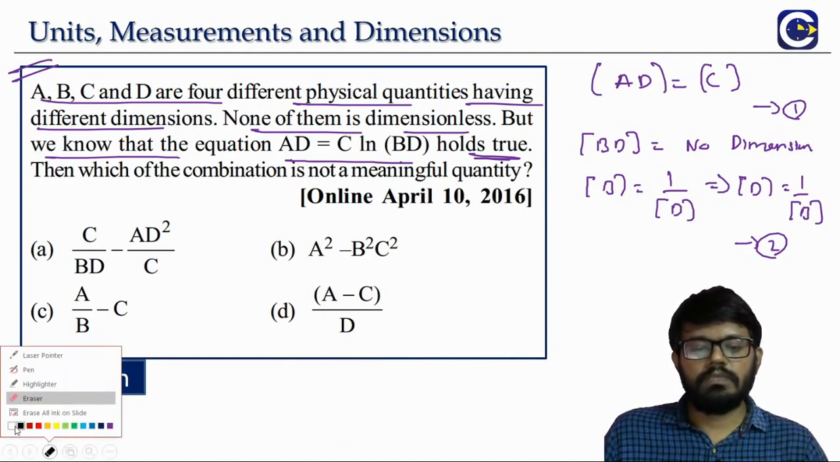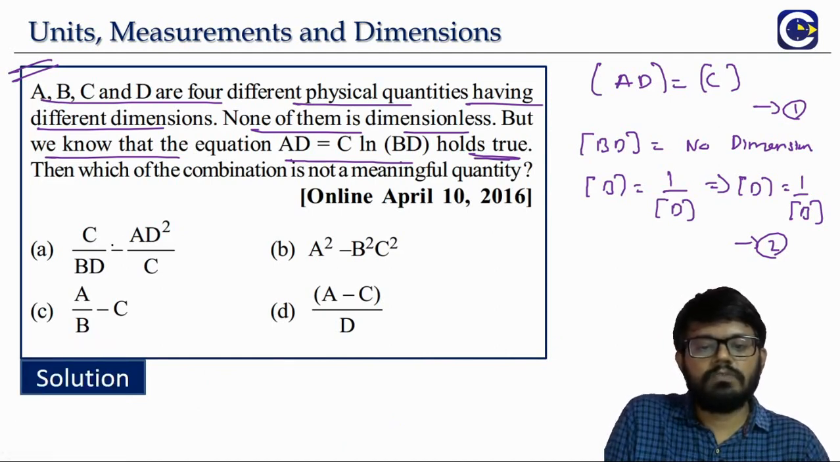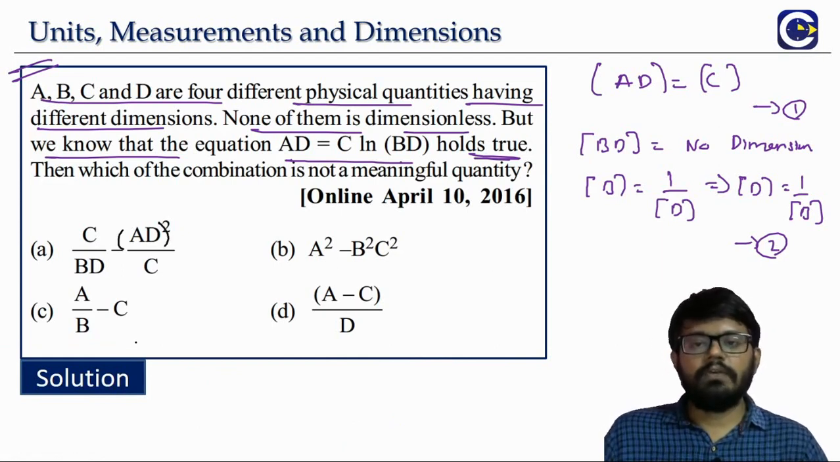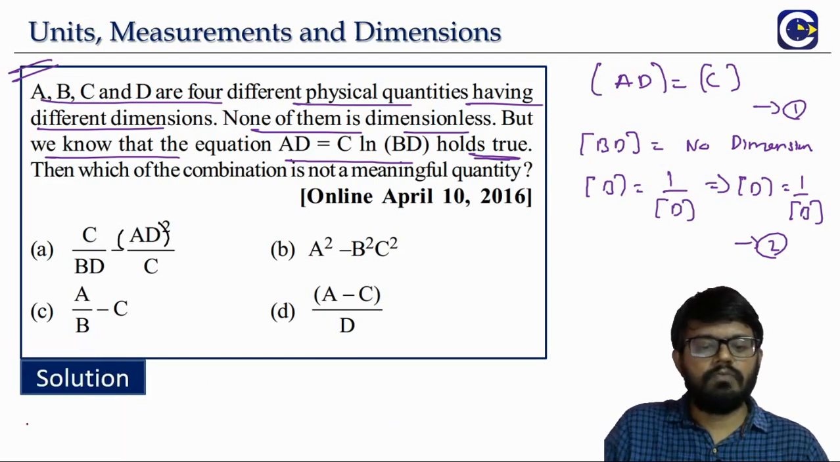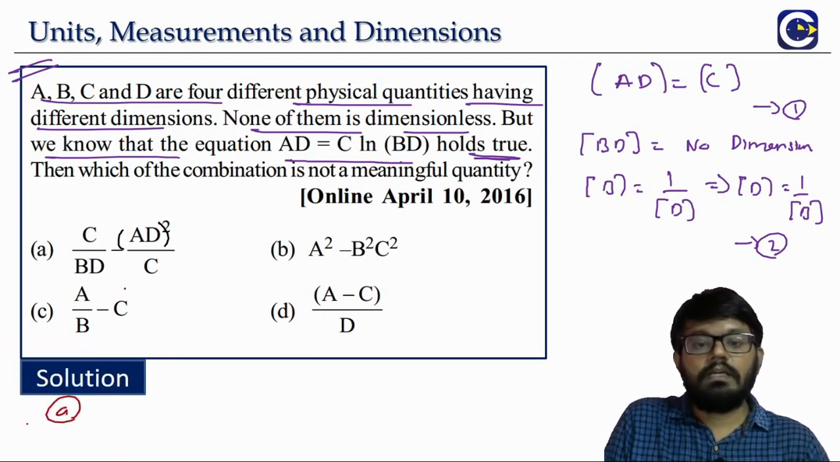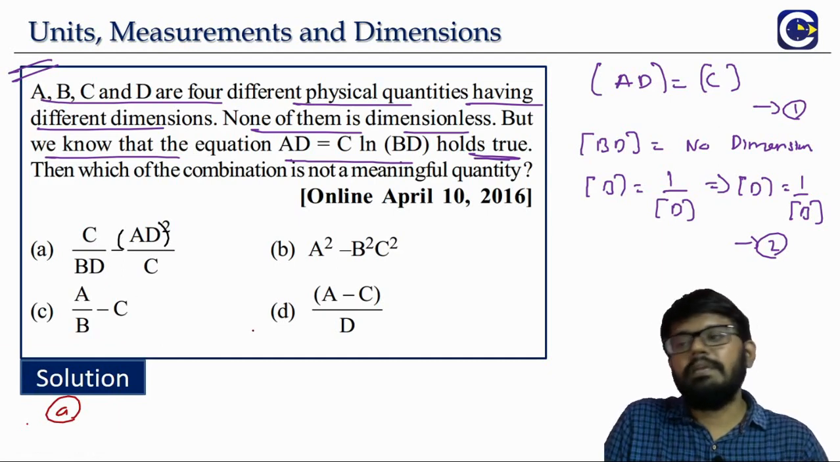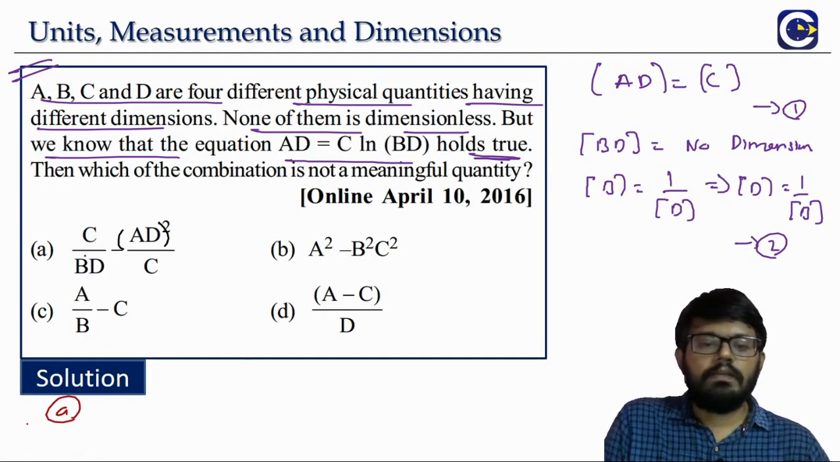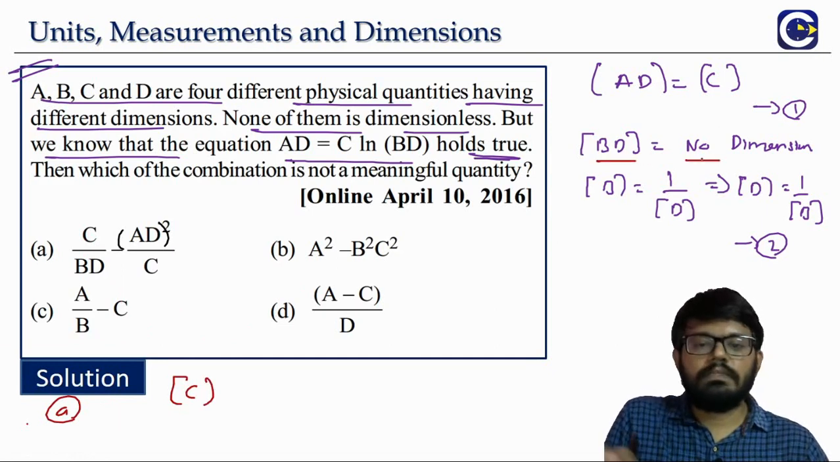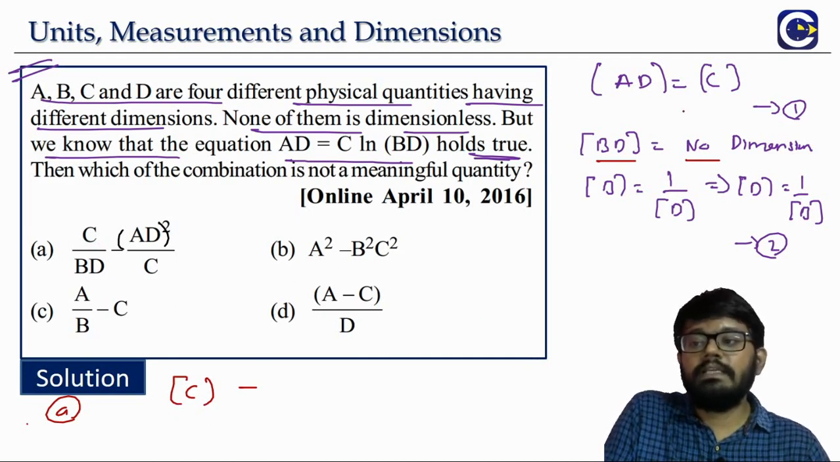Here there is one small thing, not a typo: this is (AD) whole power 2. It's not A into D square, it is (AD) whole power 2. Okay. So now we will go one by one and check dimensional correctness. C by BD: BD has no dimensions, so C by BD will just have the dimensions of C. Minus (AD) square. What is AD? C.